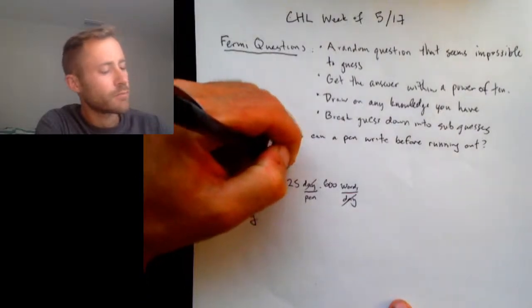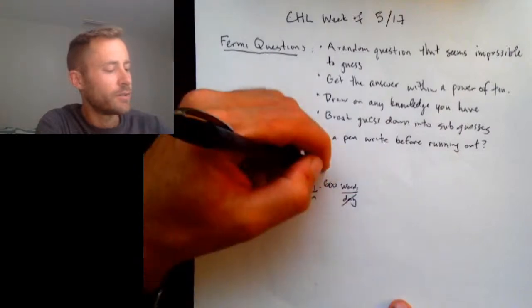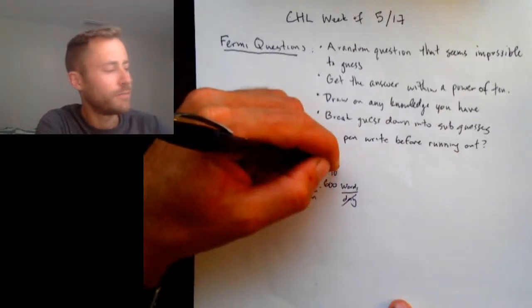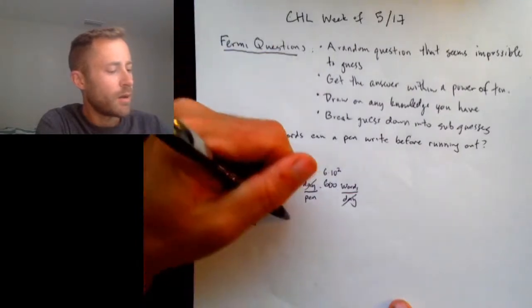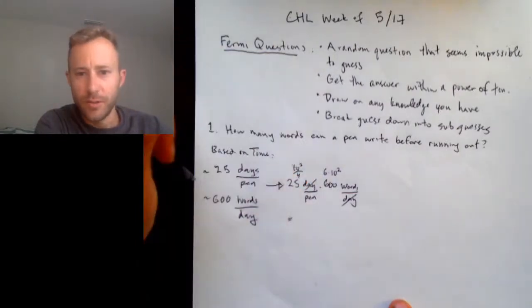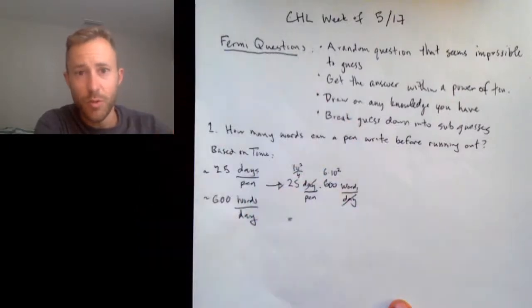like 10 to the 2 divided by 4, and this is 6 times 10 to the 2. All right. So 10 to the 2 times 10 to the 2 is 10 to the 4th. 6 divided by 4 is basically 1.